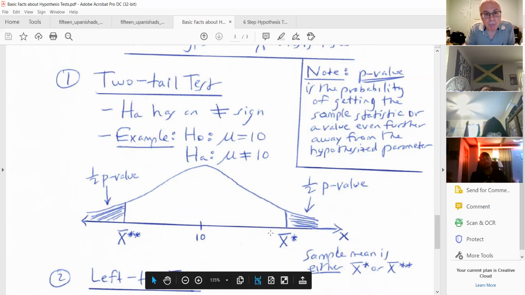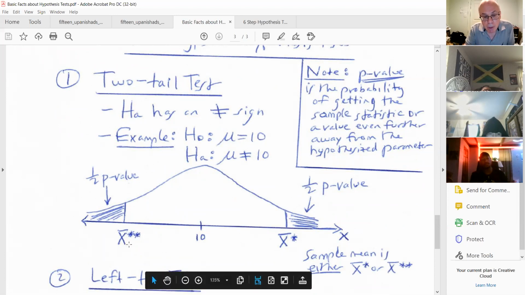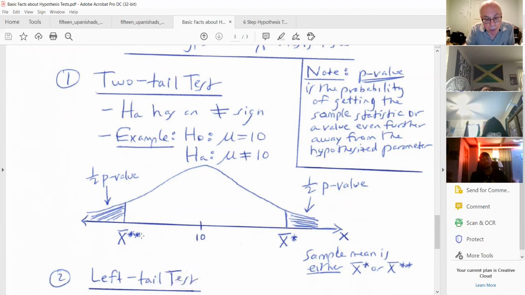Well, the sample mean in this case could be a number that's less than 10 or greater than 10. Now, of course, it could be equal to 10, but it's unlikely. It's probably going to be less than or greater than. But in this case, I wrote two sample means listed here in case one of them is less than or one of them is greater than 10. They can't be both. You're not going to get a sample mean that's both, obviously, right?